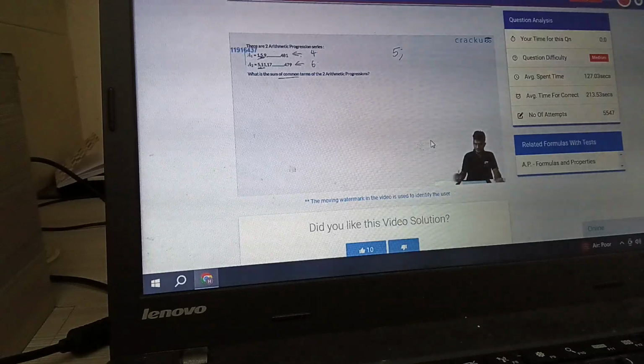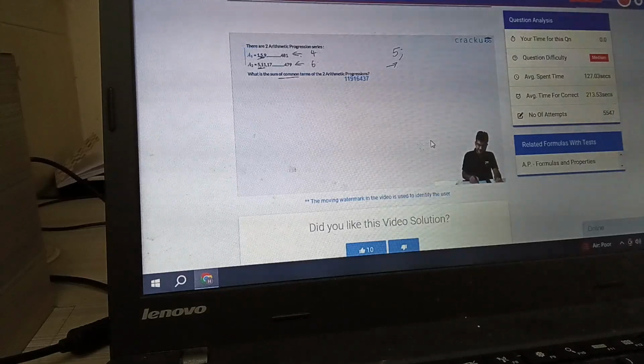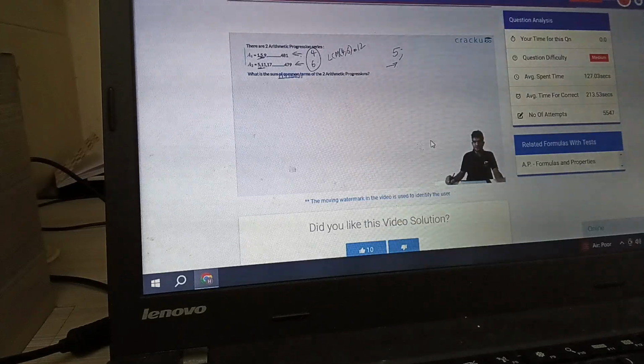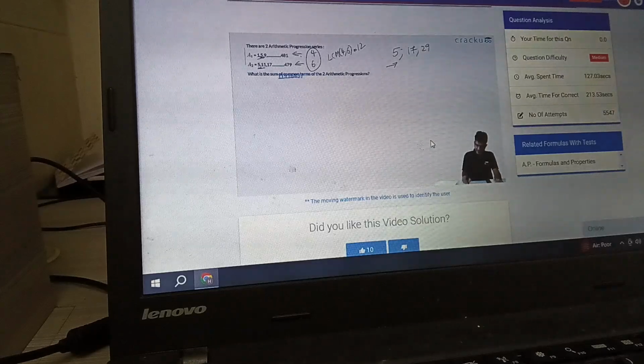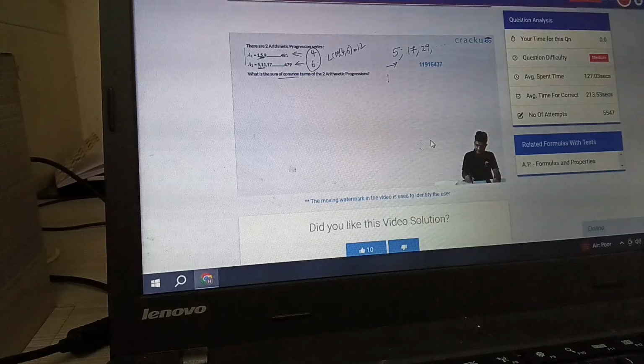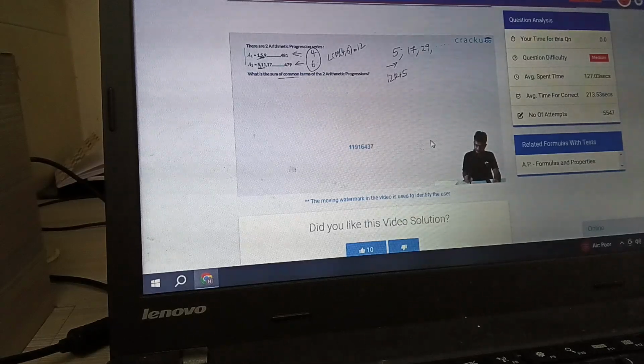So for the common terms, the common difference of this arithmetic progression will be the LCM of the common differences of the two arithmetic progressions, which is 4 and 6. What is the LCM of 4 and 6? The LCM is equal to 12. So all the common terms will be of the form 5, 17, 29 and so on. If you are looking at a pattern, this is of the form 12k plus 5.